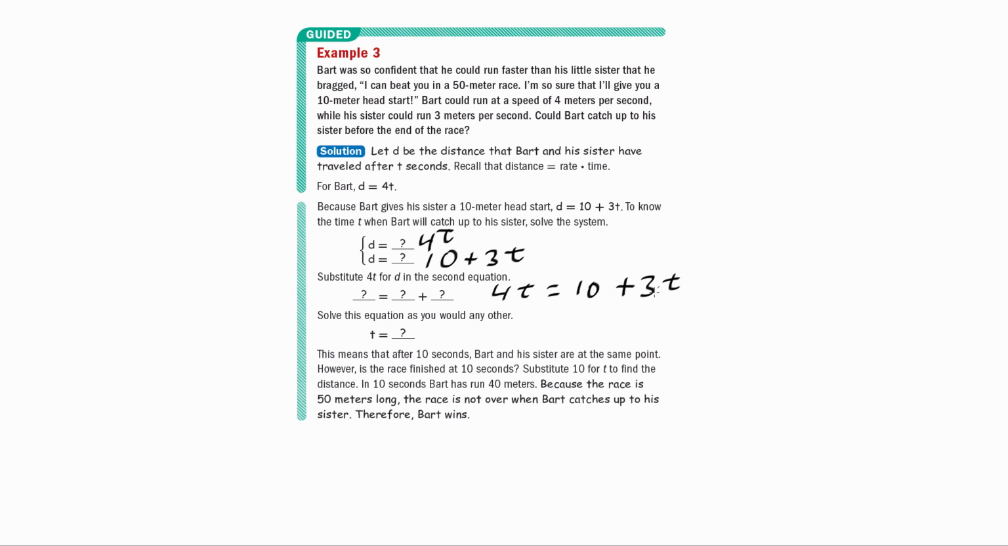We're going to solve the equation. We're going to subtract 3t from both sides, and we're going to get that t equals 10. This means that after 10 seconds, Bart and his sister are at the same point. Is the race finished at 10 seconds? We substitute 10 to find out the distance. We'll do that into 4t. 4 times 10, so d equals 40 meters. The race is 50 meters long. So Bart not only can catch up, since he's moving faster, he will pass his sister.